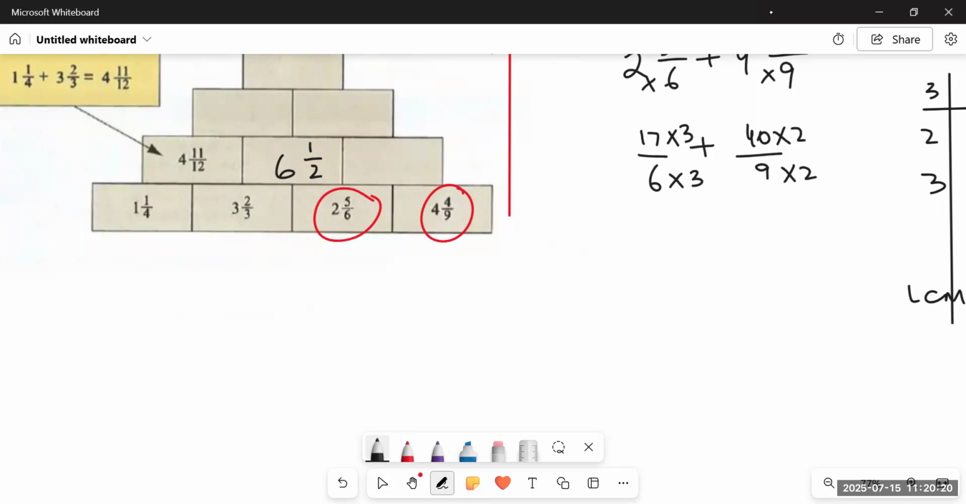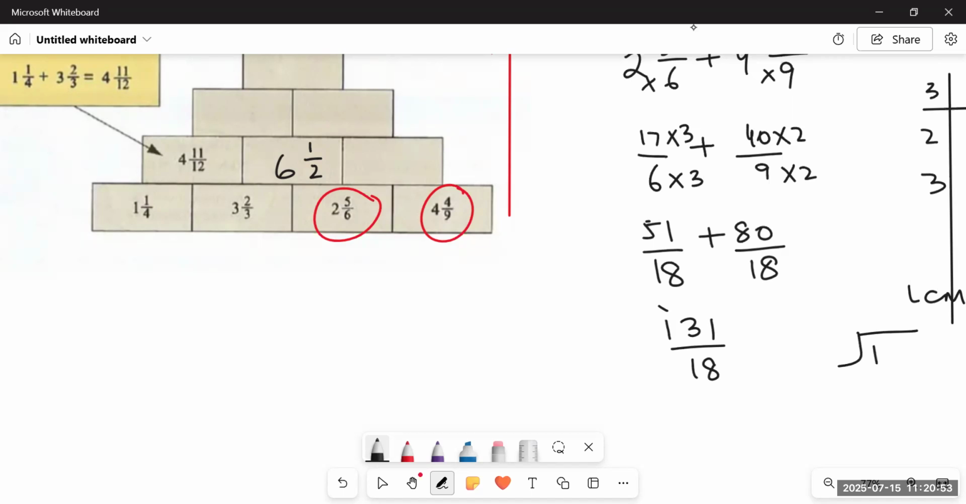So now we'll simply multiply 17 with 3, which is 51, and 6 into 3 is 18. 40 into 2 is 80 upon 18. Now we just have to add 51 with 80, and we are going to get 131 upon 18. Then what are we going to do? We will divide 131 by 18.